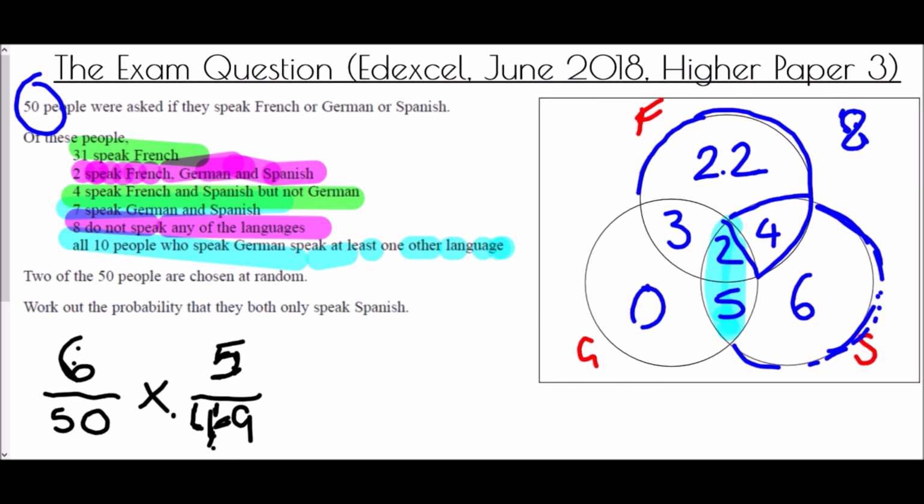And as I mentioned earlier, this is a calculator paper, and therefore we are going to use our calculator to multiply those 2 values together. And the answer that our calculator will give is 3 over 245.